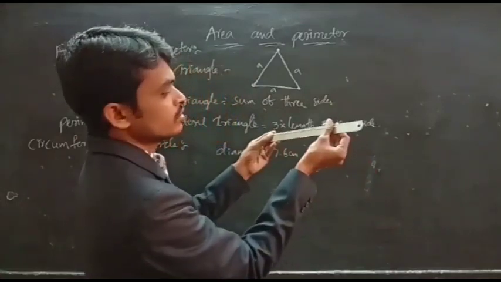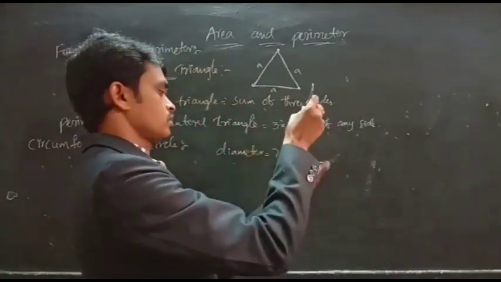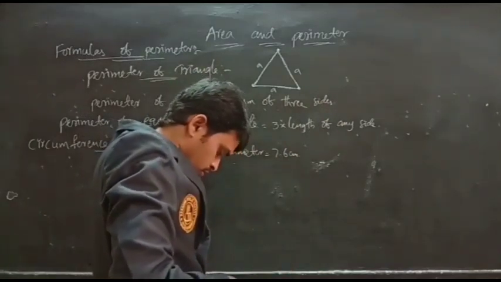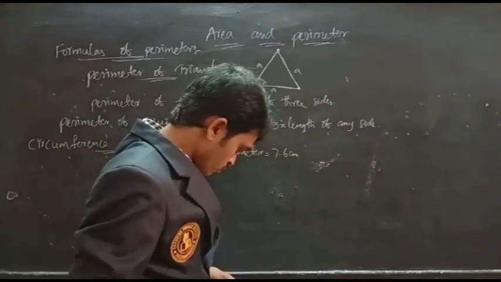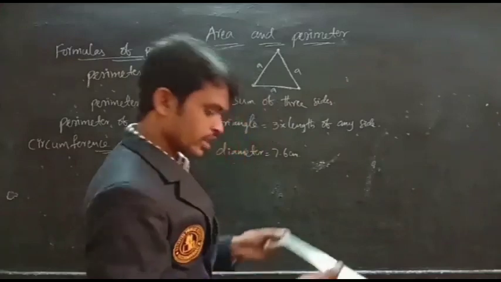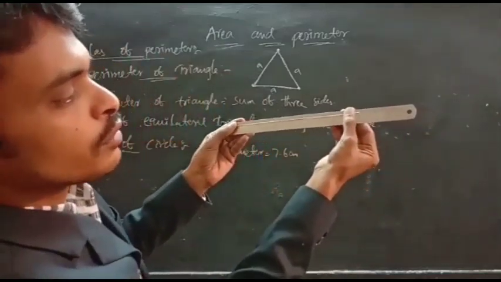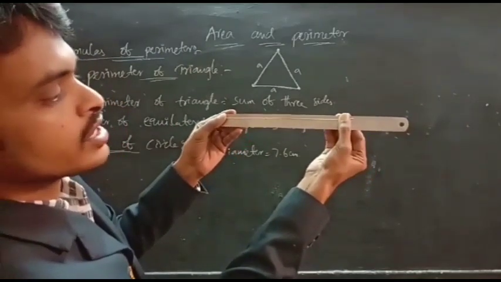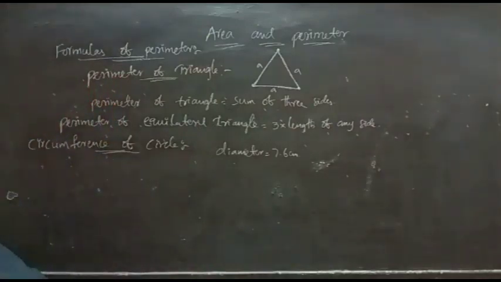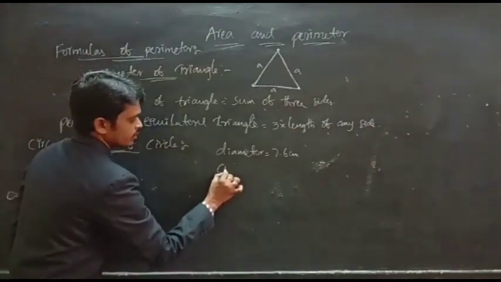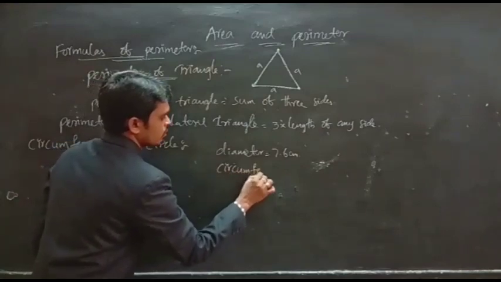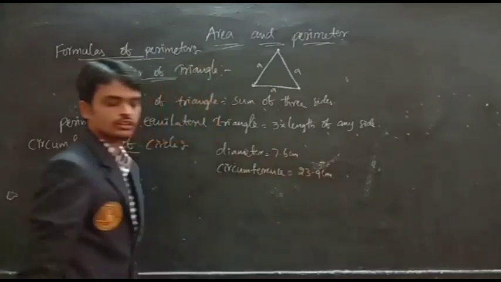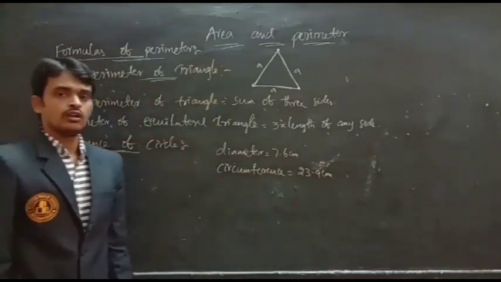Like this, we have to measure it. Right, see, like this we have to measure. So what is the value we got? Nothing but 23.9 centimeters we got. So the circumference we got is 23.9 centimeters. So here we have a property.